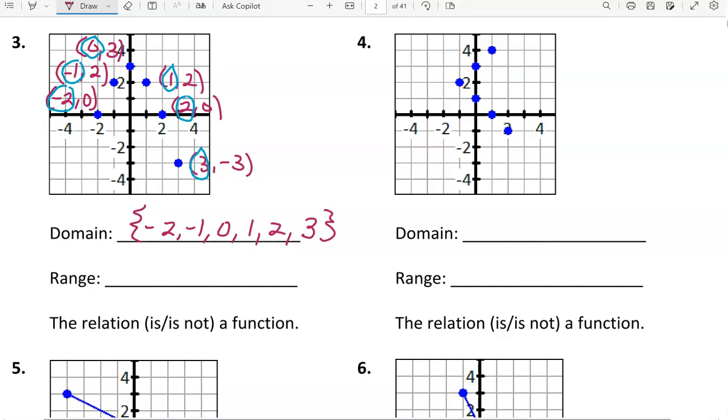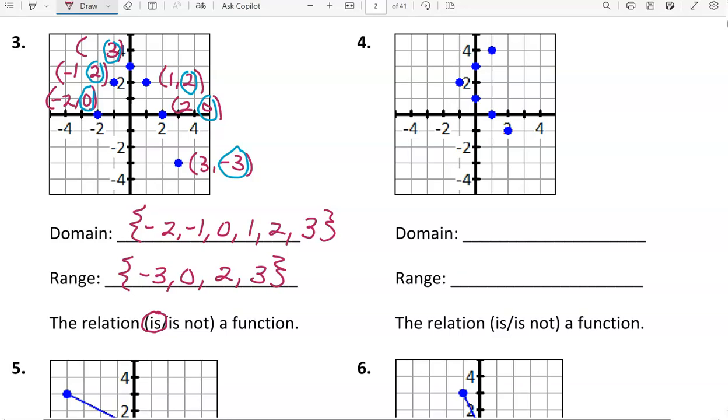The set of all y values is the range, and that set begins with the smallest number, -3, followed by 0, followed by 2, followed by 3, which is the largest y value. And this relation is a function because each x in the domain corresponds to only one y value.